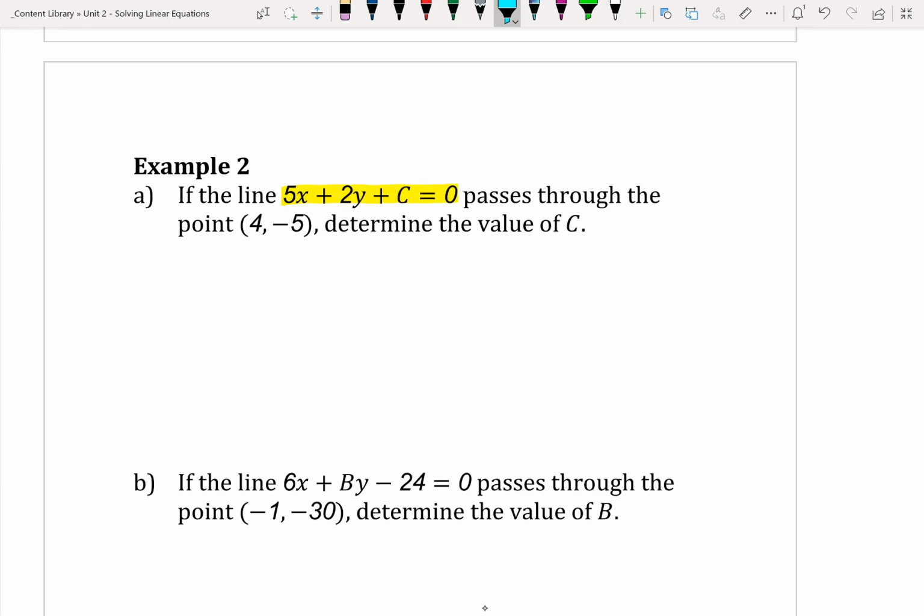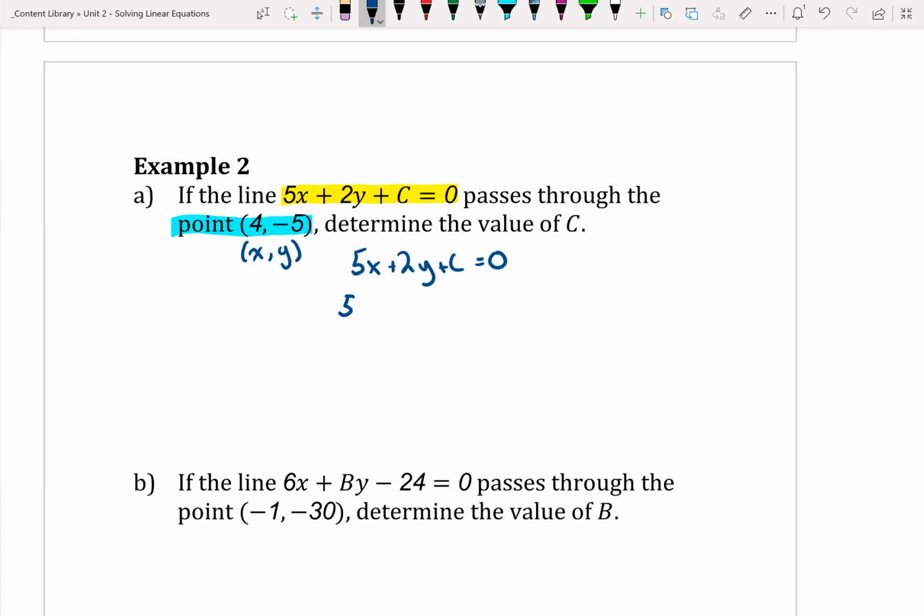What the question does give me, though, is a point (4, -5) that I can use to help solve, because we should recall that a point is just the value of x and y. Right? It has the two coordinates, the x value and the y value. So what I want to do is take my original equation, 5x plus 2y plus c equals 0, and substitute the values of my point in for x and y of the equation.